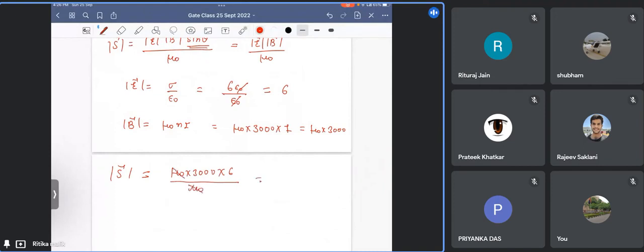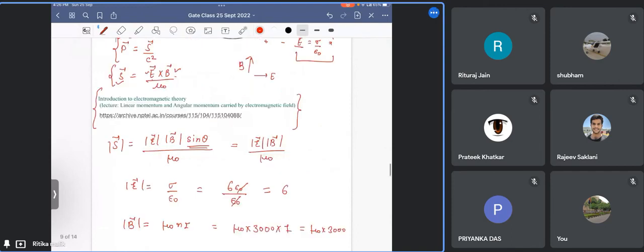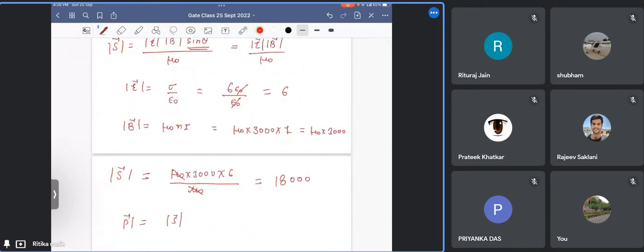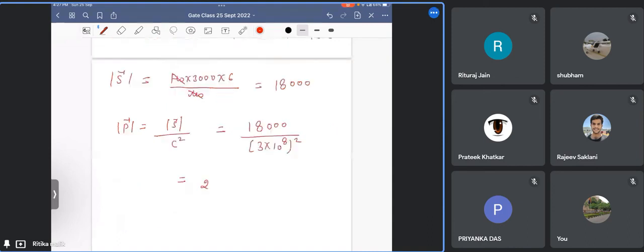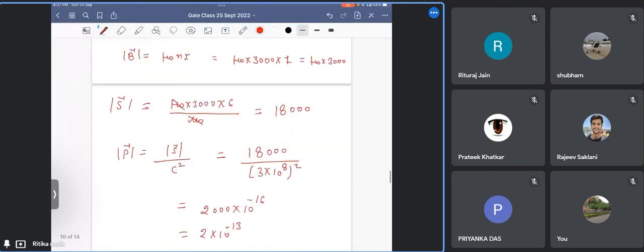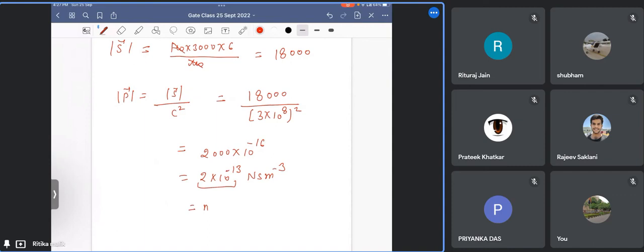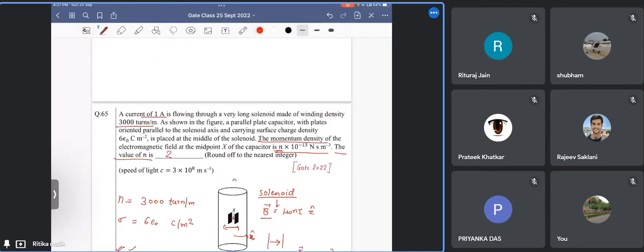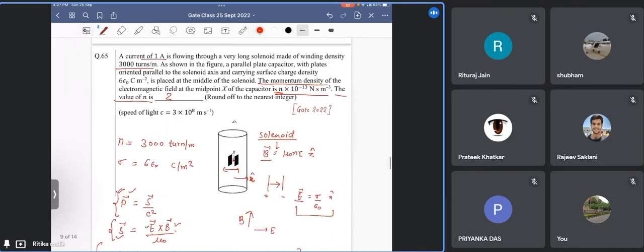So basically it becomes 18,000, and we have to calculate the P vector, which is mod S vector by c square, which is 18,000 divided by c, which is 3 into 10 raised to power 8, squared. That becomes 2000 into 10 raised to power minus 16, or 2 into 10 raised to power minus 13. The unit is Newton second per meter cube. So we have to compare it with the given answer, which is in the form of n into 10 raised to power minus 13. That means n is 2. So we have to find the value of n, which is 2. So this is the answer for this question.